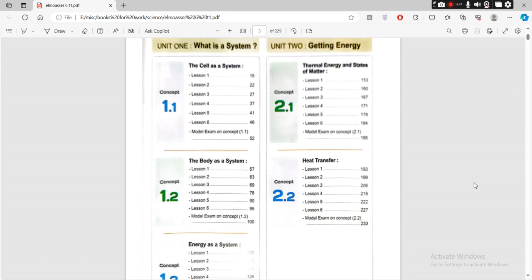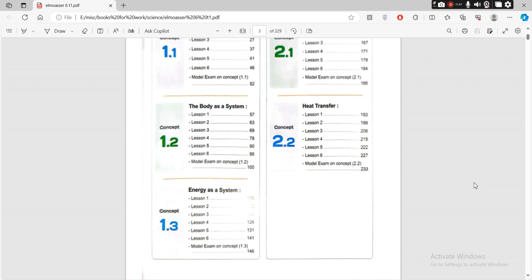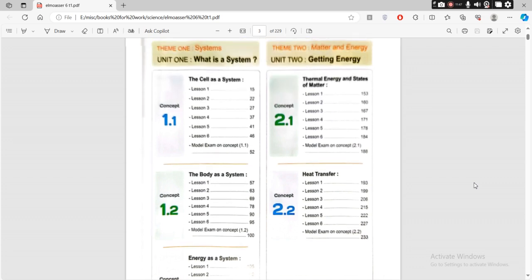First, we discuss the cell as a system. So we're going to be learning how the cell can be a system, and then the body as a system, the whole body as a system. So after learning what the cell is, we're going to discuss the whole body, and then energy as a system, which is going to be concept 3 in theme 1.